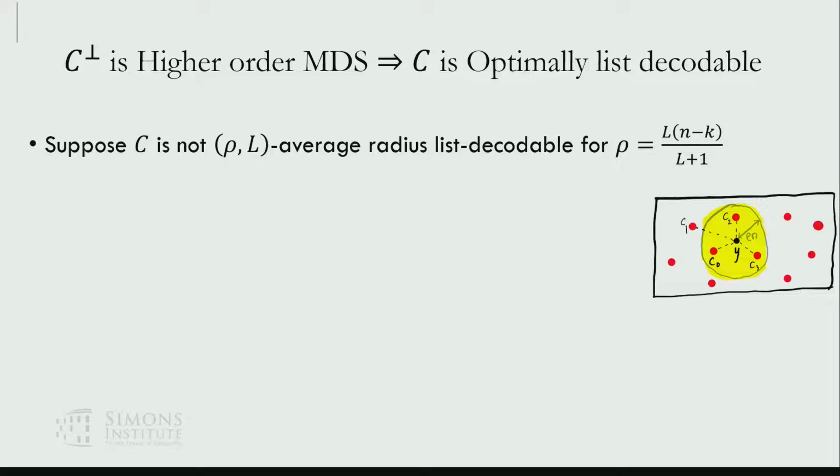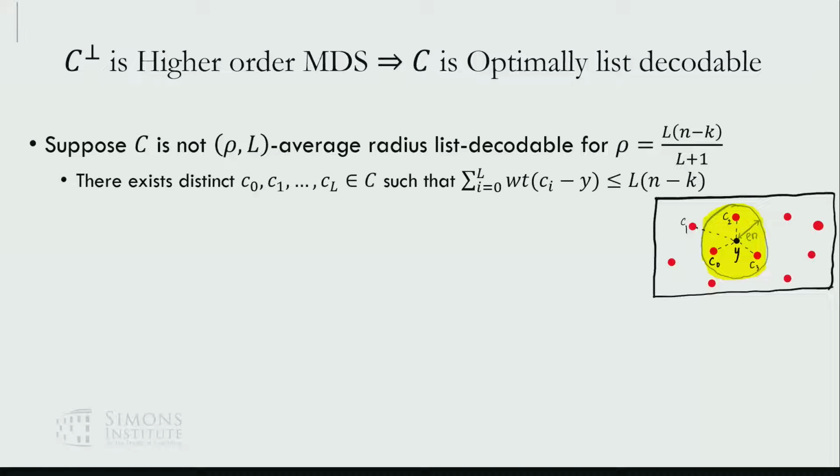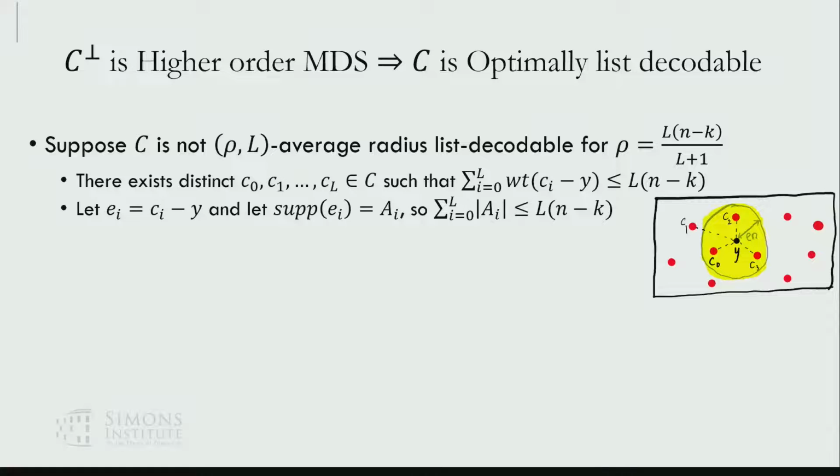If C is not optimally list decodable, so it's (rho, L) list decodable with rho equal to L times (n minus k) over (L plus 1), what that means is there are L plus 1 codewords whose sum of distances is less than L times (n minus k). Let E_i be the difference between C_i and Y, which is the distance, and the support of E_i is A_i, which is the sparse thing. So these sets, when you add them up, sum to something small.